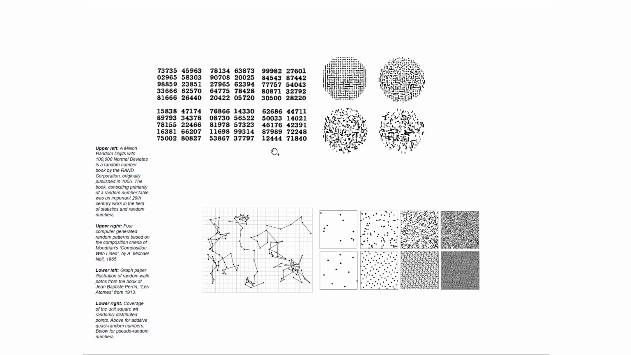Sometimes we'll get them as pure numbers, and then of course we can translate them into shapes. In this case, this is an example from Michael Noll, 1965, called Composition with Lines. It was basically computer-coded Mondrian paintings, and it uses different degrees of randomness to create these effects. And maybe today we'll do a simple example where we can do something similar to this.